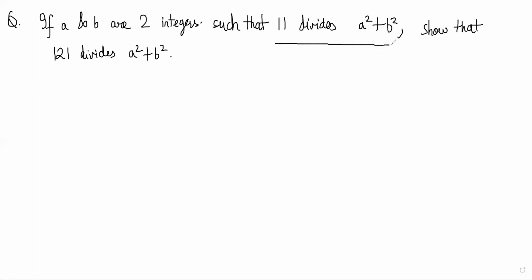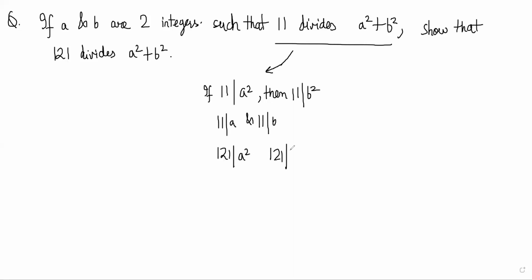11 divides A square plus B square can happen in multiple ways. One way is if 11 divides A square, then 11 must divide B square, right? So that means 11 divides A and 11 divides B. So 121 will divide A square and 121 will divide B square. So 121 will divide A square plus B square. So that is the easy case.